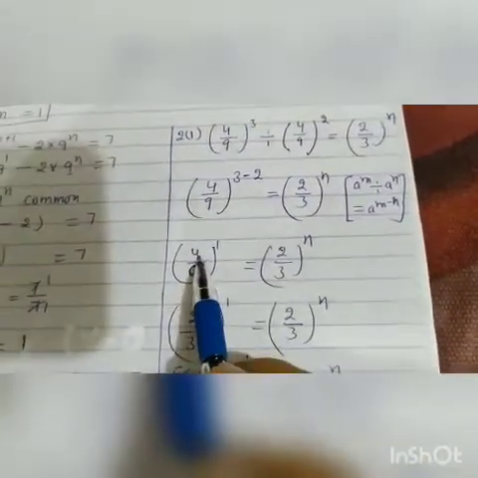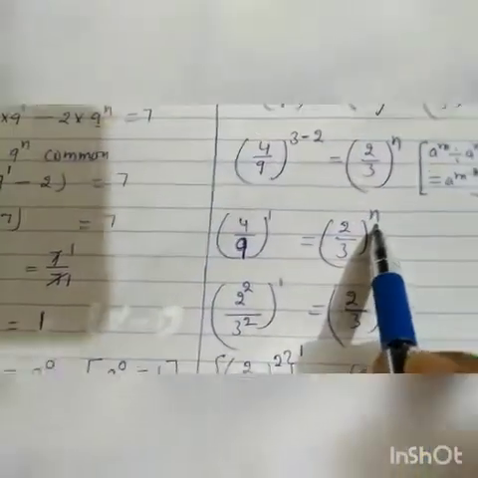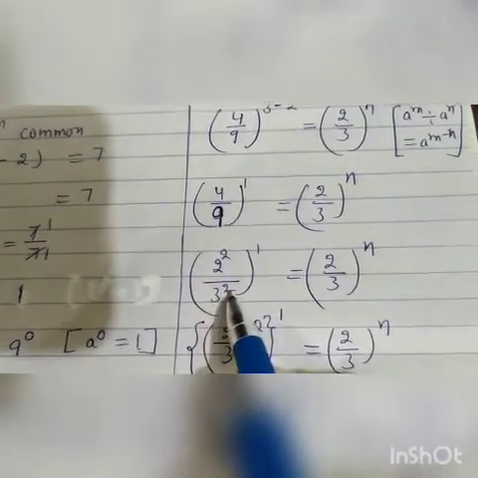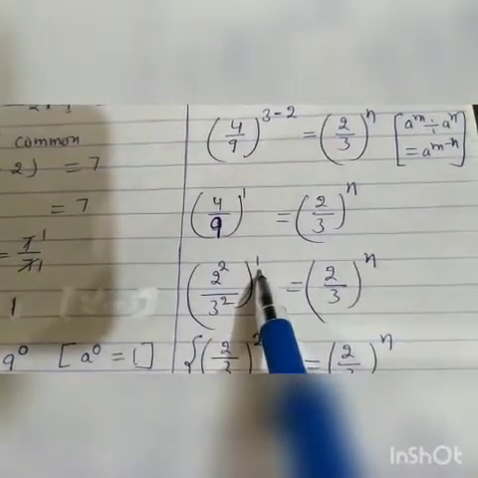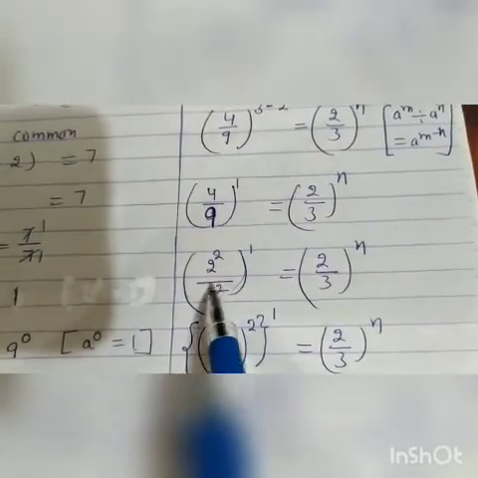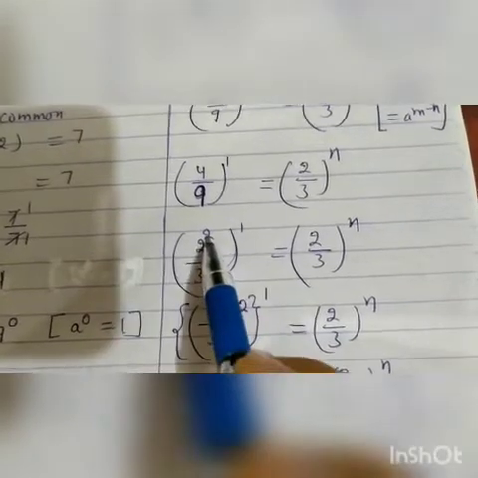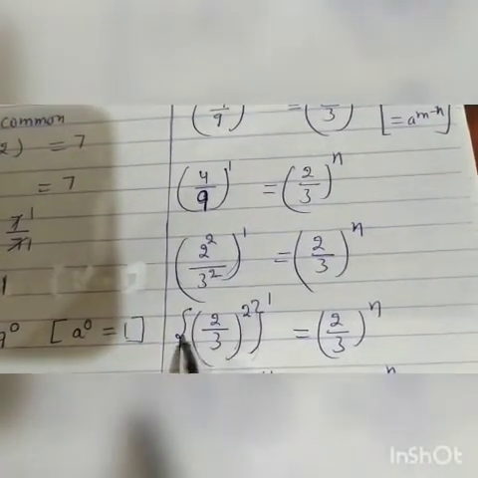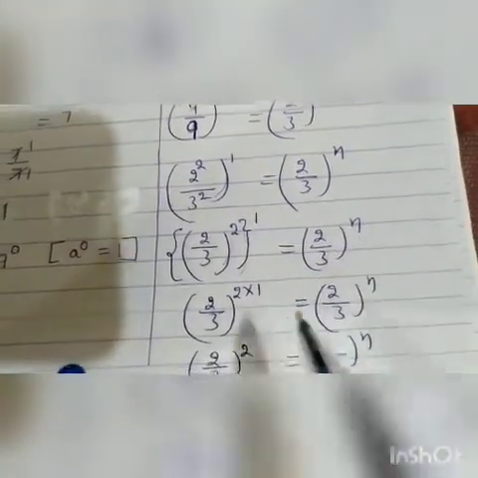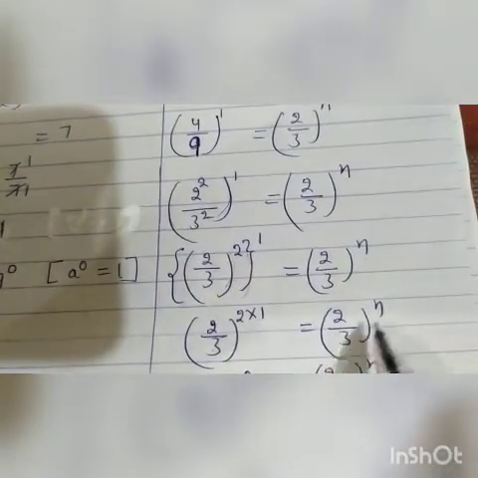Now 4 upon 9 power 1 is equal to 2 upon 3 power n. Now this 4 can be written as 2 power 2, 9 can be written as 3 power 2. Then whole power, this 1 is equal to 2 upon 3 power n. This 2 power 2 upon 3 power 2 can be written as 2 upon 3 whole power 2 because both the powers are same. Then this whole power 1 is equal to 2 upon 3 power n. 2 upon 3 whole power, this 2 multiply 1 is equal to 2 upon 3 power n.